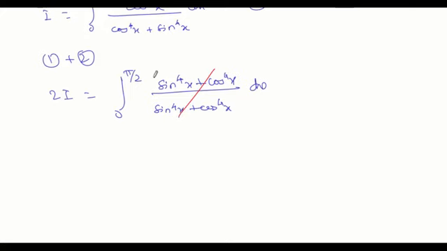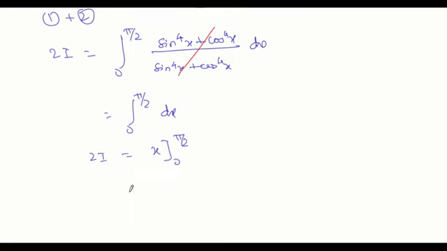So now what will I get? I will be getting integral 0 to pi by 2 only dx. It is nothing but x. So you can apply the limit 0 to pi by 2. Here is 2I. Therefore I is nothing but, children, here you will be getting only pi by 2. So this 2 will come down, once 1 by 2, it is pi by 4 is your answer.